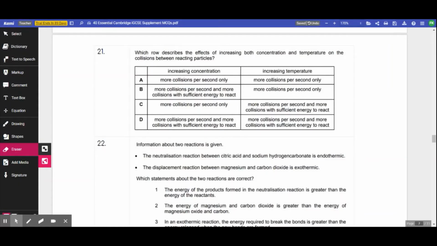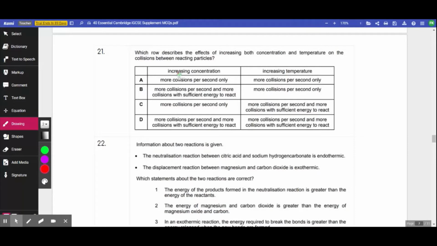Welcome to this video. It's the third one in this series about cracking the paper 2 Cambridge iGCSE Chemistry. And this question is about rates of reaction. So have a chance to look at this and pause the video if you wish to have a go.